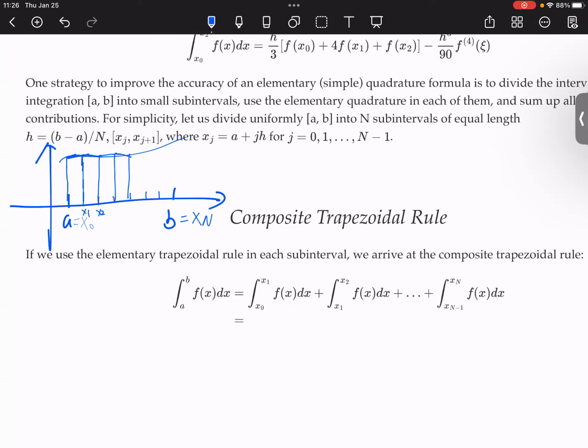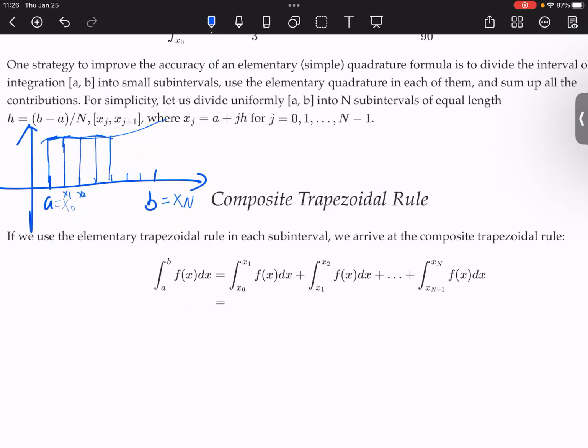So I'm not drawing all the things here, but this is the idea. I divide the whole interval into n subintervals, and then we apply the elementary trapezoidal rule there. Let's take a look at it. If I divide the interval and then apply the trapezoidal rule here, what do we get?